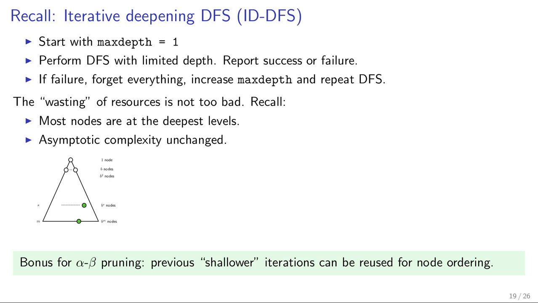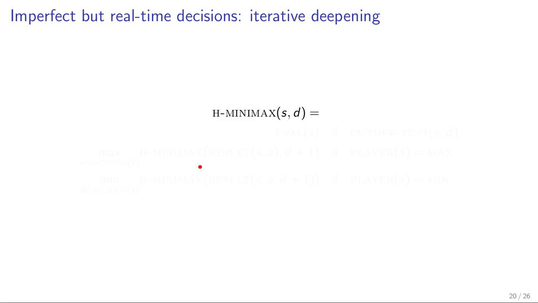And for alpha beta pruning, there's a bonus, which is that I can use the shallower iterations for node ordering. That means I already learned something from the level before, and then I can reorder the tree such that I now have a heuristic for which nodes to search first. So this is a heuristic, okay? I just happen to think that it's probably good to search through some moves first. But this can actually save me time. So yeah, it's a real-time decision, right? So this is iterative deepening.